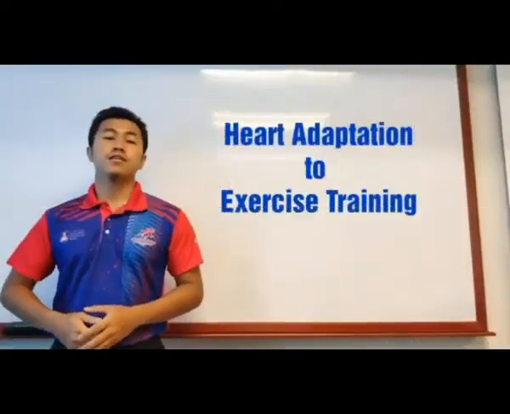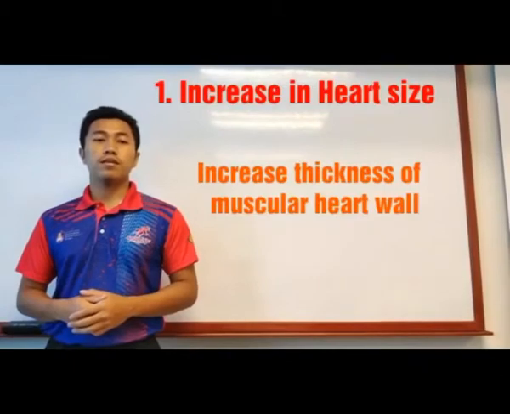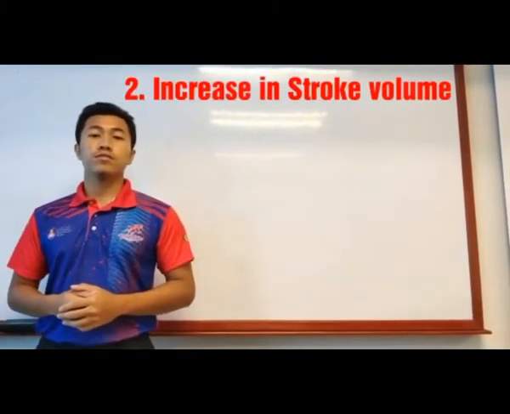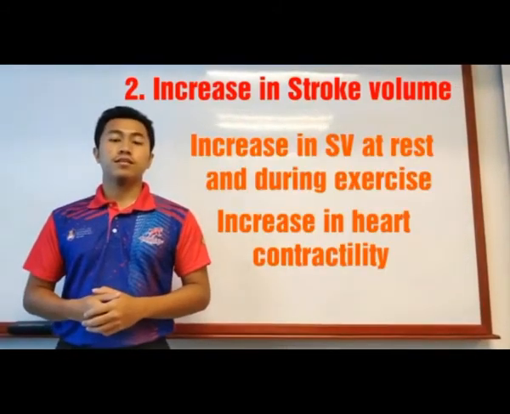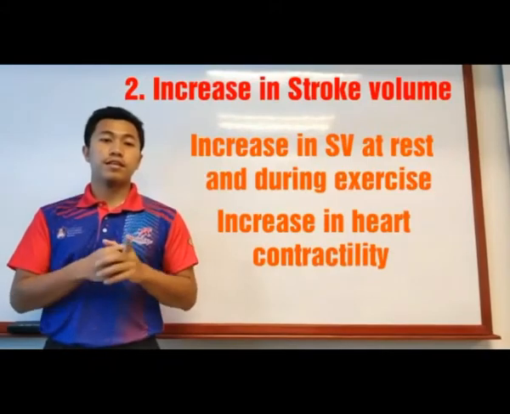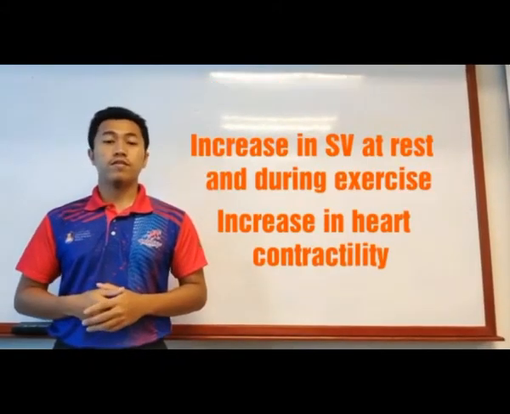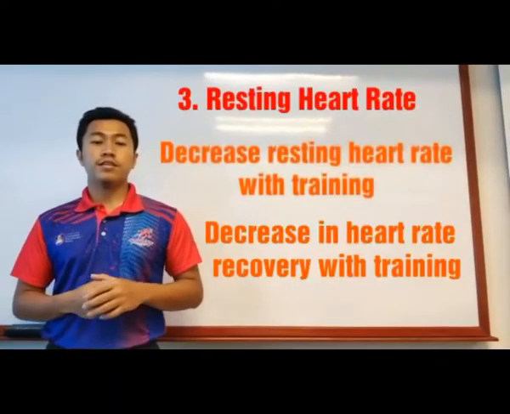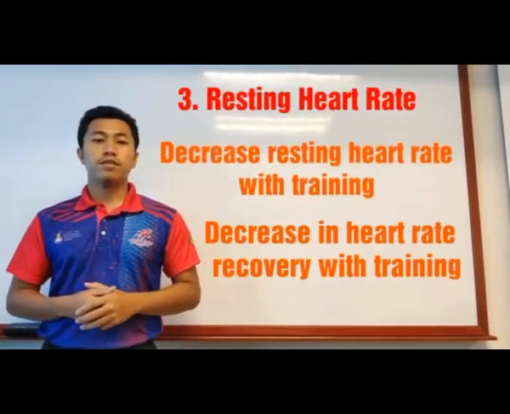Next is the heart adaptation to exercise training. The first one is heart size. The muscular wall of the heart increases in thickness. The second one is stroke volume. Stroke volume is the volume of blood pumped per stroke. It is increased at rest and during exercise. It also increases the contractility of the heart. Next is resting heart rate. Resting heart rate is decreased because of training, and there is also an increase in heart rate recovery with training.